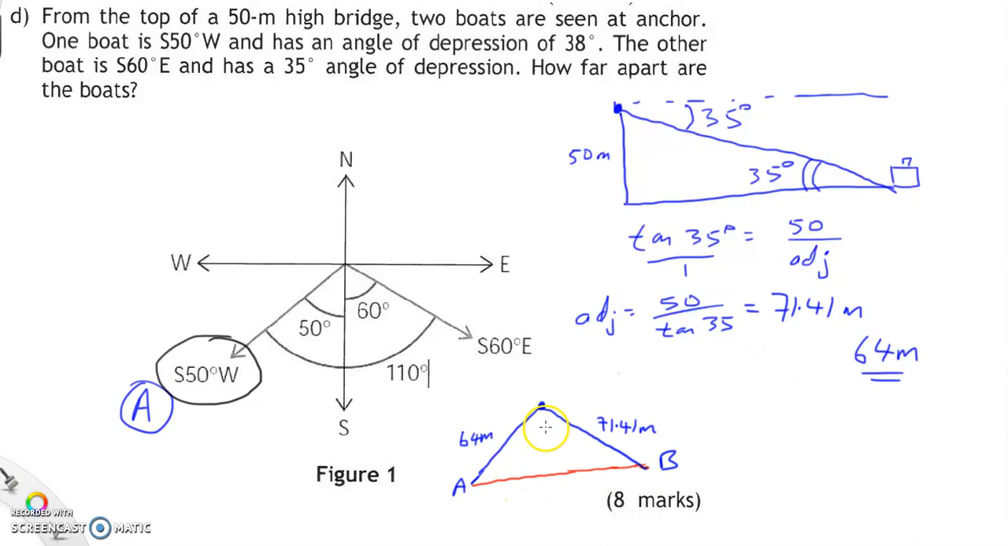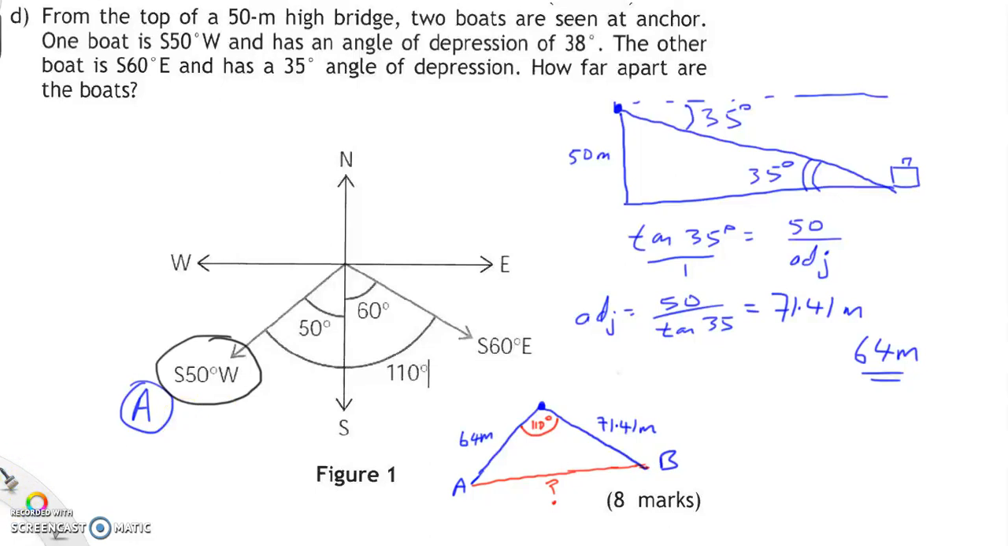Now what else do we know? Well, looking at this diagram here, we know the angle between the two boats on the flat. This boat is 60 degrees east of south, and the other one is 50 degrees west of south. So they're 110 degrees apart. This angle here is going to be 110 degrees. So we know this side, we know this angle, and we know this side. The only side we don't know is the distance between them. We need to get the distance between them.